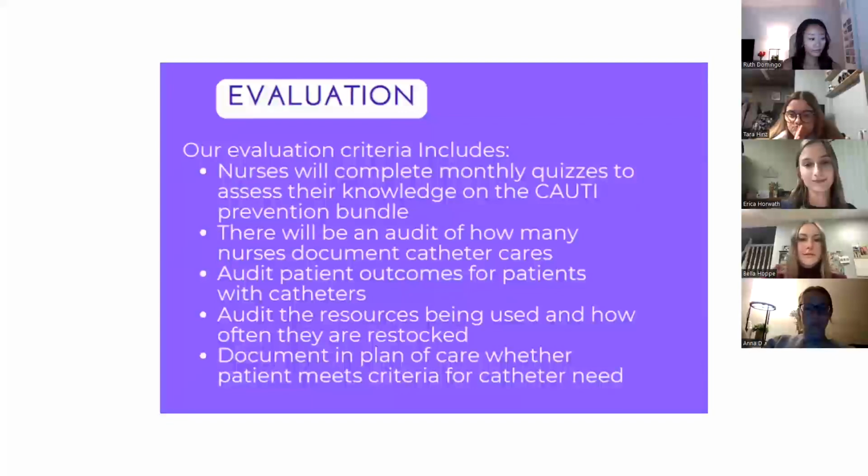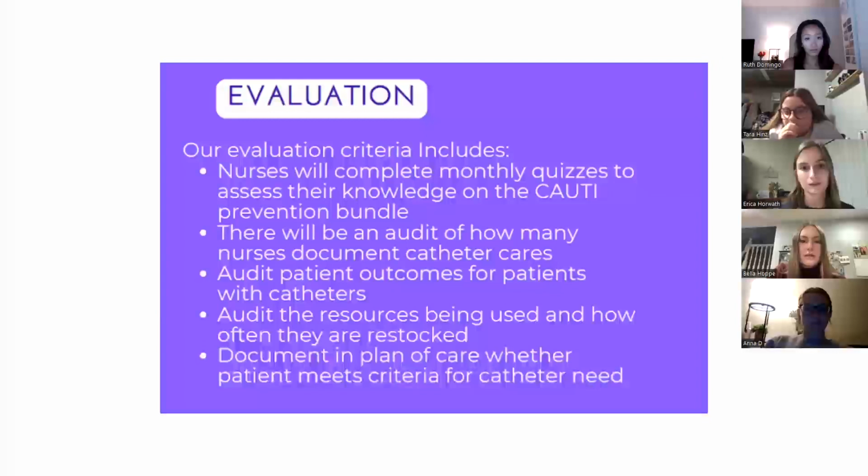So here are some of the ways we're going to evaluate our plan just to ensure that it's effective. So first, we are going to go through with quizzing monthly for the nurses to ensure that they have adequate knowledge on the CAUTI bundle itself. Furthermore, there will be different audits that are going to be taking place, such as the documentation of the catheter cares themselves, also patient outcomes that will be documented in the charts, as well as the resources and how they might be stocked on the unit.